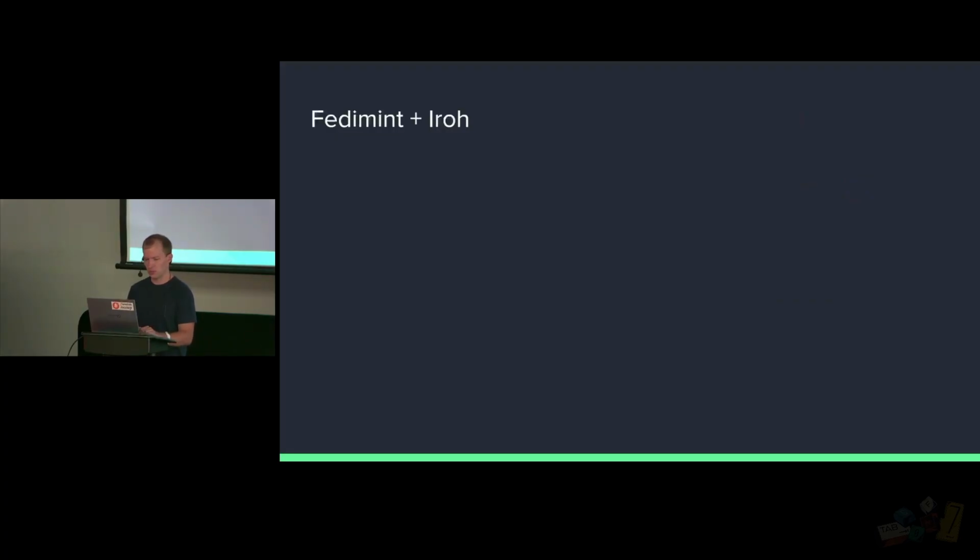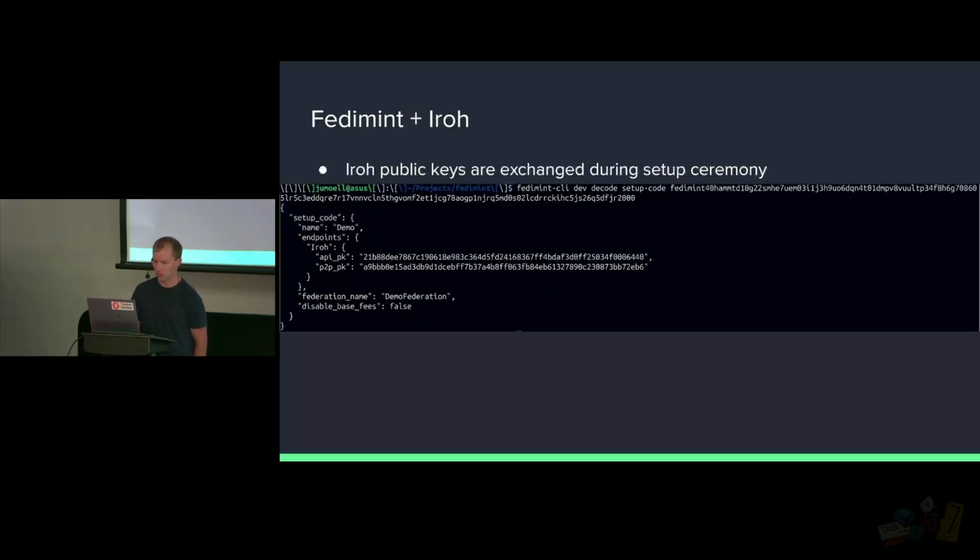So what does this enable us to do? Fedimint plus Iroh, essentially, in contrast with the traditional web setup, instead of exchanging the WebSocket endpoints, we now exchange the public keys. So that's what a setup code looks like in an Iroh federation. You can see there, instead of a certificate, it's now Iroh public keys.